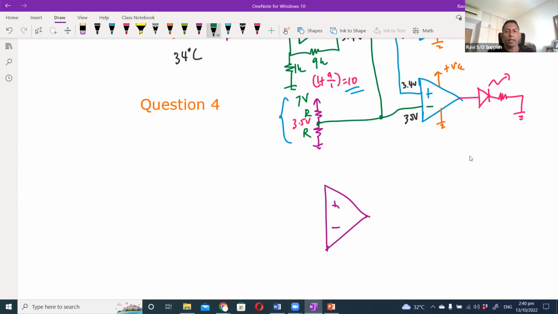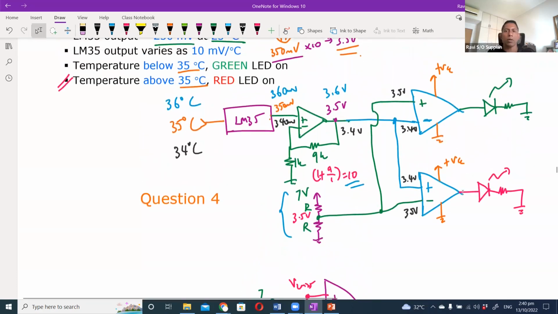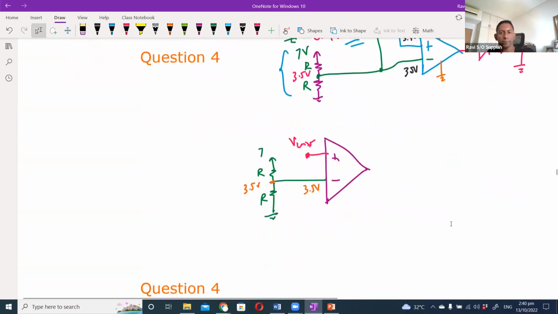Okay, and I know that my negative is connected to a supply, to a reference point here. So this is 7 volts, and this is R and R. So here is my 3.5 volt. And this voltage here is the voltage of the LM35. I'll call this VM LM35. That means the voltage after I amplify by 10.